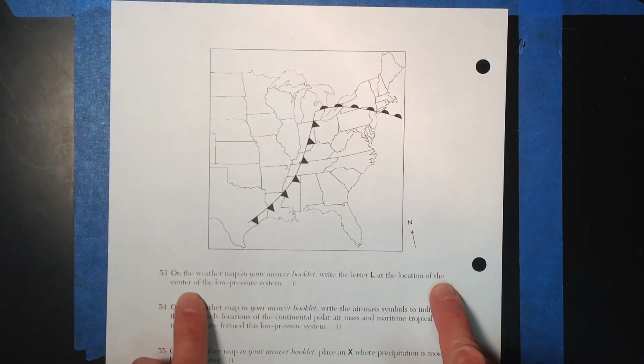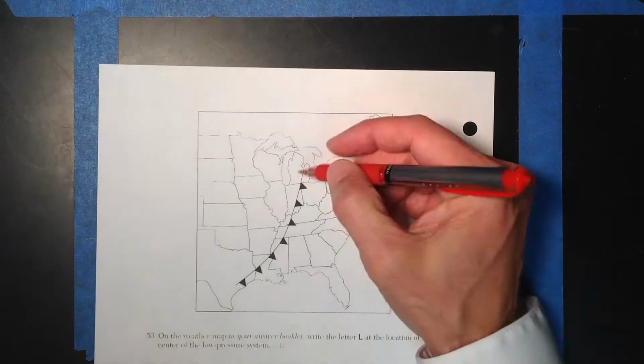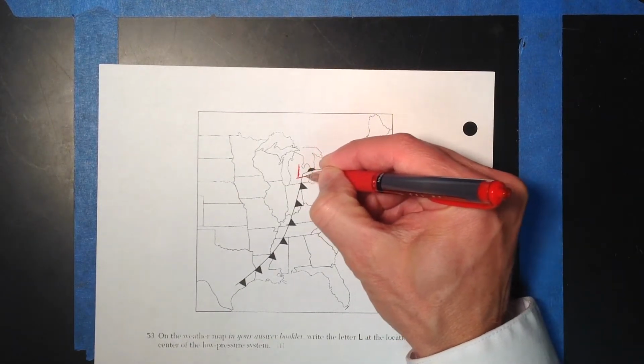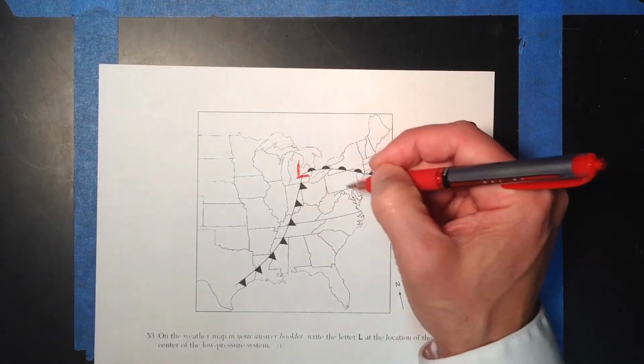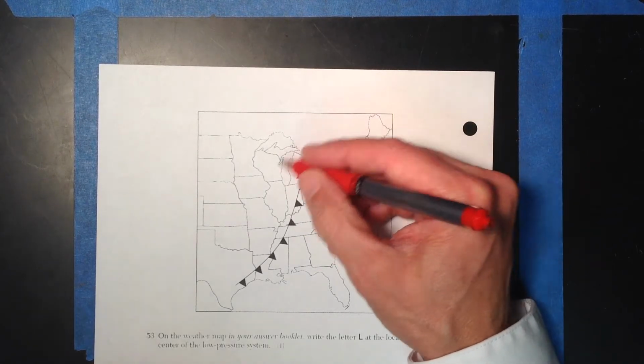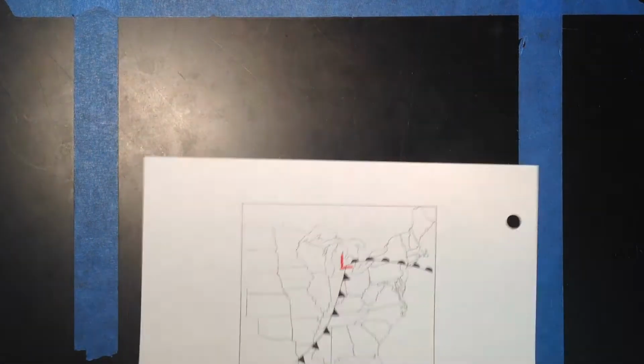The L goes at the location of the center of the low-pressure system. So the fronts extend out from the low-pressure system, so the center will be there. And this was all Regents questions. This is what New York State expects you to know, so be on top of this. And the L had to be somewhere in there. There was a little circle it had to be in. So that's where your L should be for number 53.